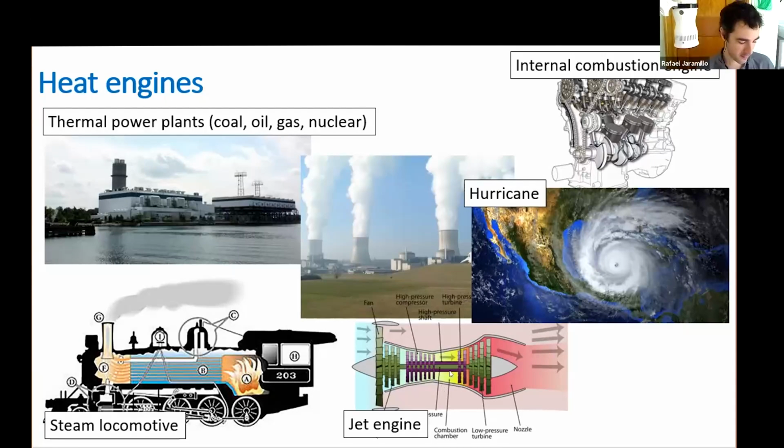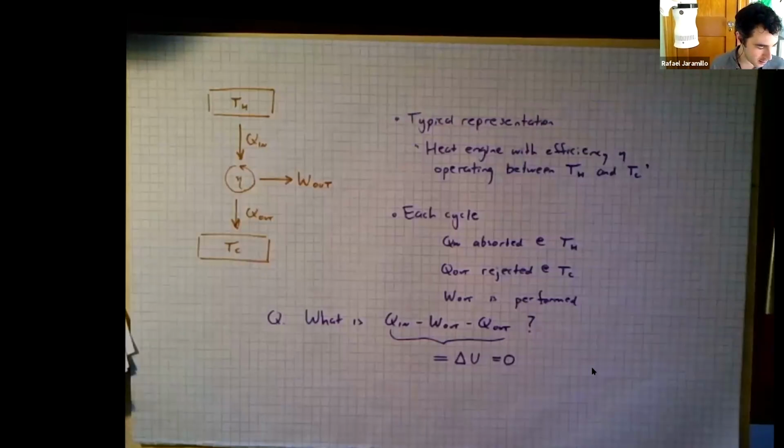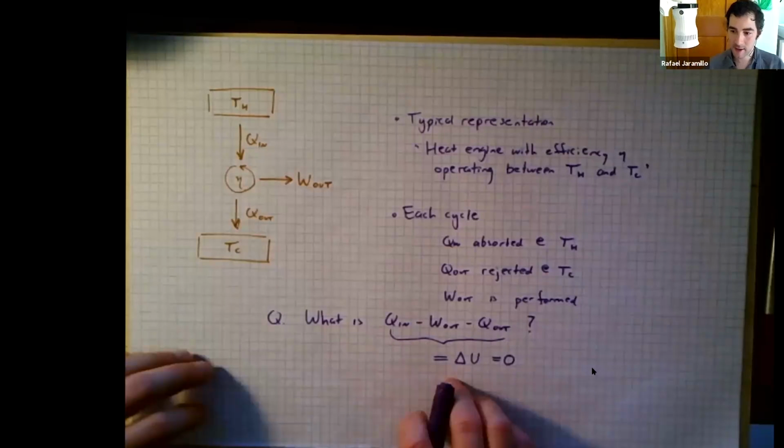I think that's kind of neat. And as we'll see, the actual numerical value of T sub hot and T sub cold is really important to determining the efficiency of the engine. Okay, so let's calculate a cyclic process.